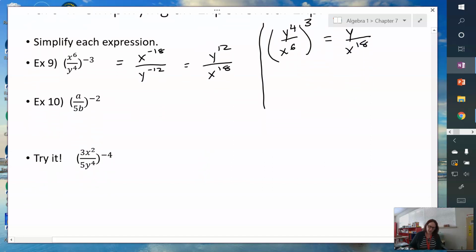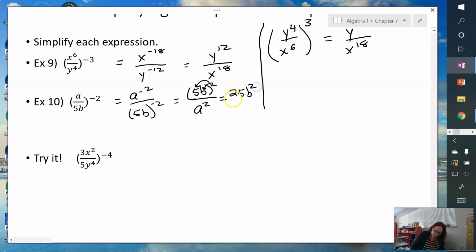So now I have a over 5b to the negative 2. That's going to be a to the negative 2 over 5b to the negative 2. So what happens when you have a to the negative 2? You're going to move that downstairs, and I get a to the 2. I'm going to move that 5b to the negative 2 upstairs. So this 2 gets applied to both the 5 and the b. So I get 25b squared over a squared.